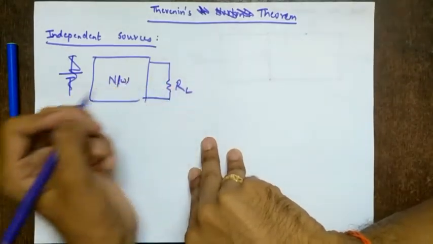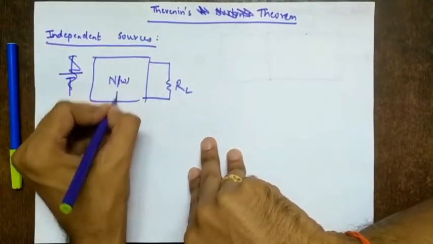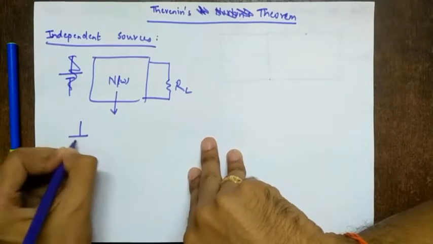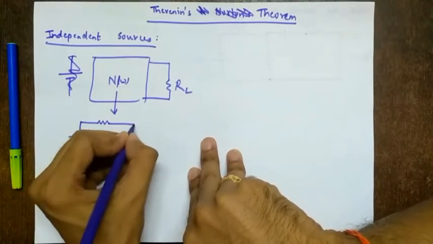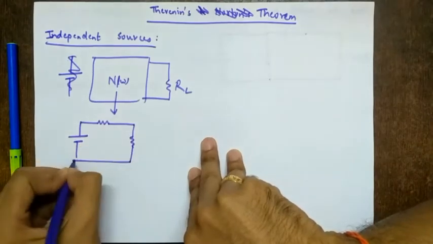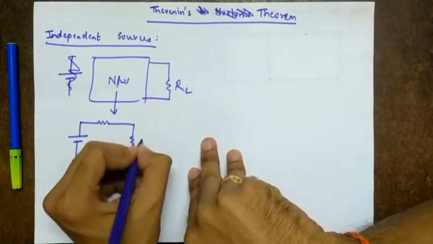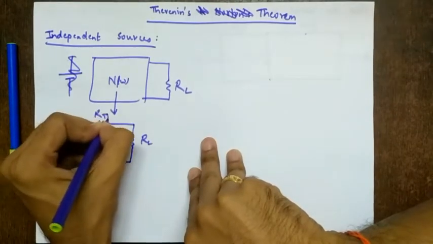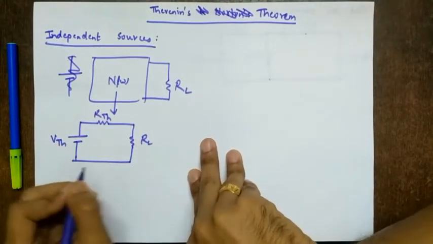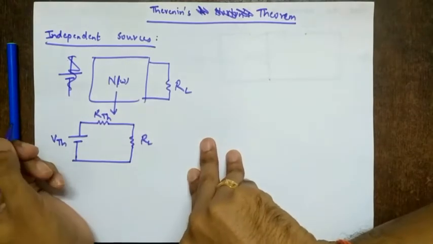So it becomes RL. Okay, so what we do is we somehow reduce this network to an equivalent voltage source in series with a resistance, and we keep the RL same. So what is the main thing here? We don't touch RL till the end. So we have to find VTH and we have to find RTH. So how to find this VTH and RTH, that we'll see in the numericals itself.